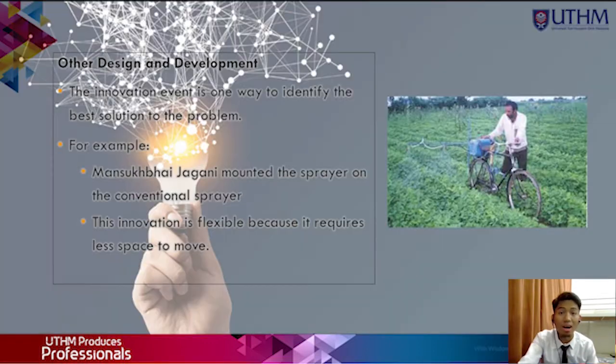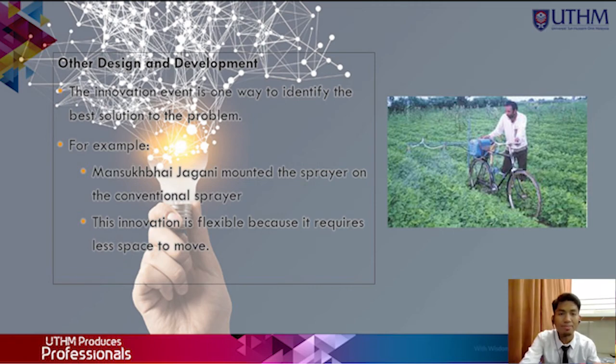Next slide. I will go through the other design and development part in chapter 2. The innovation event is one method for determining the best solution to solve the problem. The National Grassroots Innovation Event was conducted to discover a solution to the pesticide spraying problem. For example, Mansuk by Jagani mounted the sprayer on the conventional sprayer. This innovation is adaptable since it takes up less space to move.